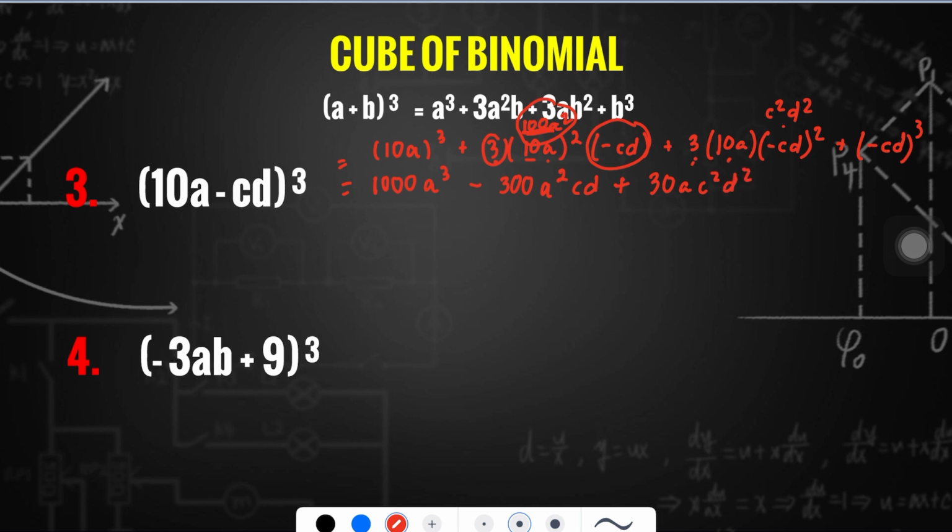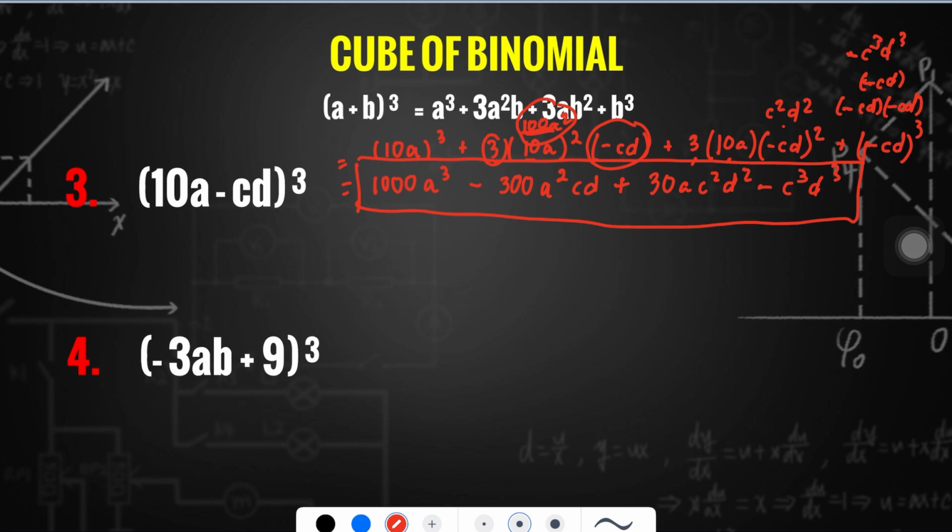And then this one, negative cd times negative cd times negative cd. Negative times negative is positive, times negative is negative. So negative c cubed d cubed, so minus c cubed d cubed. So this is your final answer for number 3. Sorry guys, I used a big number here, that's why we've got 1,300. And then the last one.